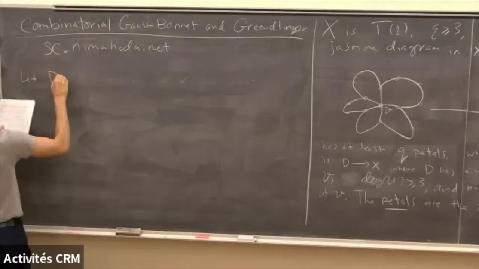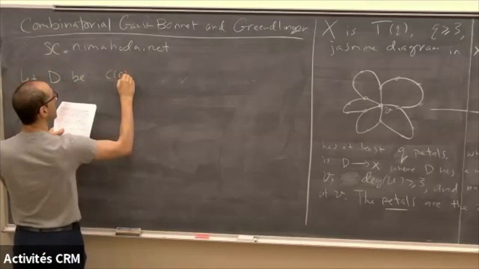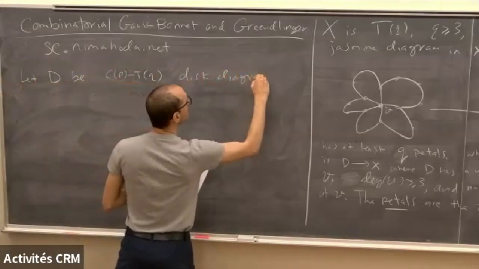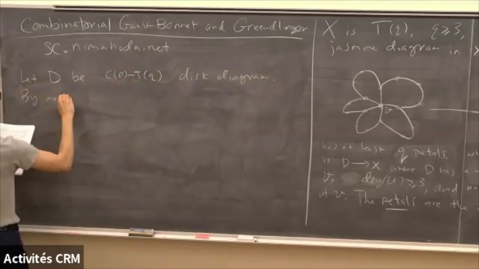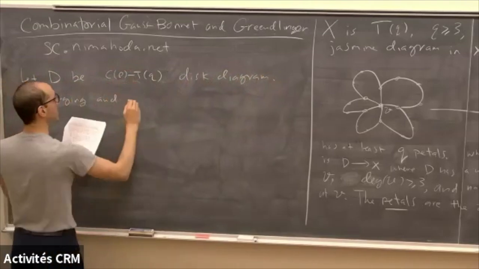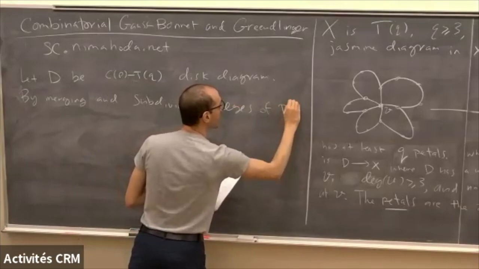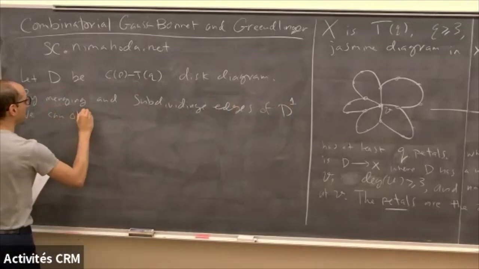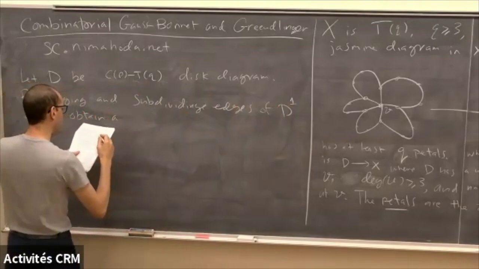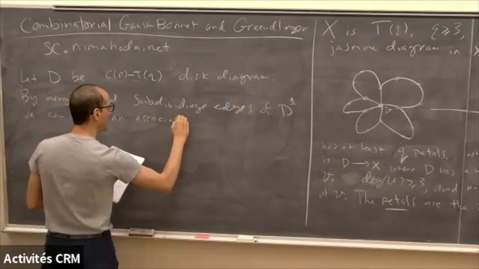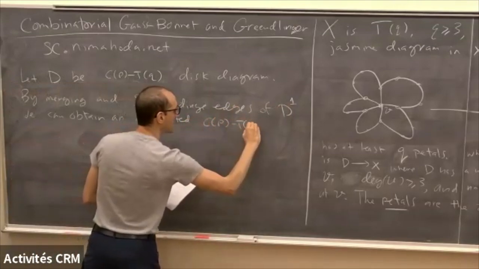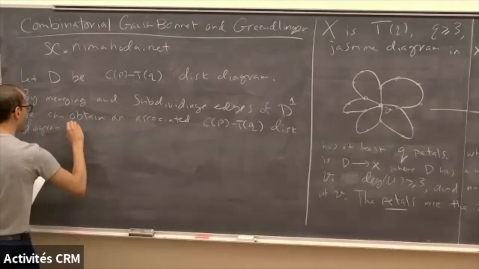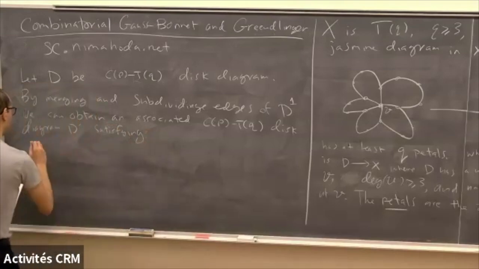Okay, so let D be a CPTQ disk diagram. I claim that by merging and subdividing edges of the one-skeleton, so we're going to sort of recellulate the underlying graph here, we can obtain an associated CPTQ disk diagram D prime satisfying some additional conditions.